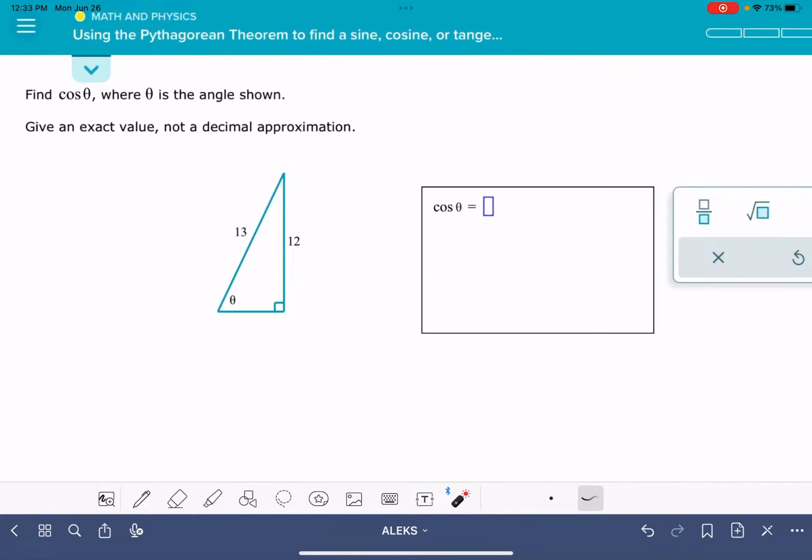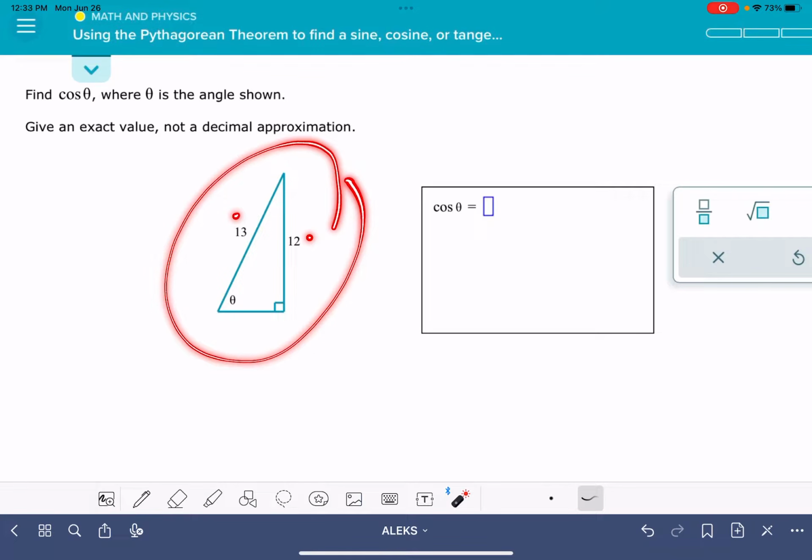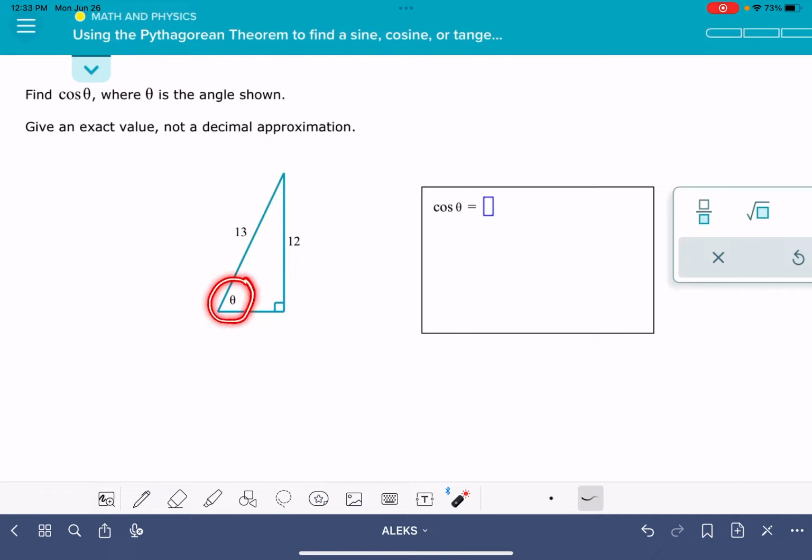In this video, we're going to work on the ALEKS problem called using the Pythagorean theorem to find a sine, cosine, or tangent ratio in a right triangle. This problem is going to give you a right triangle with two side lengths provided. It's going to identify a particular angle and tell you what trigonometric property it wants you to calculate for that angle. For my problem, it's asking me to find the cosine of that angle.